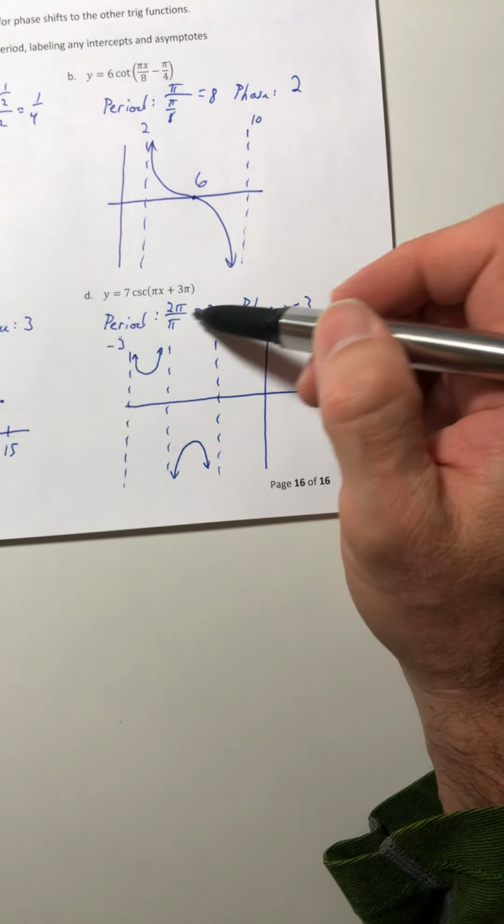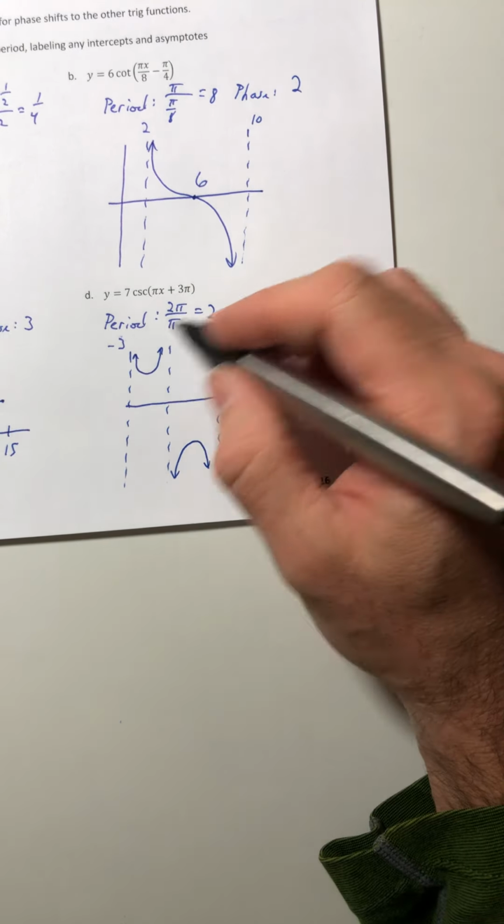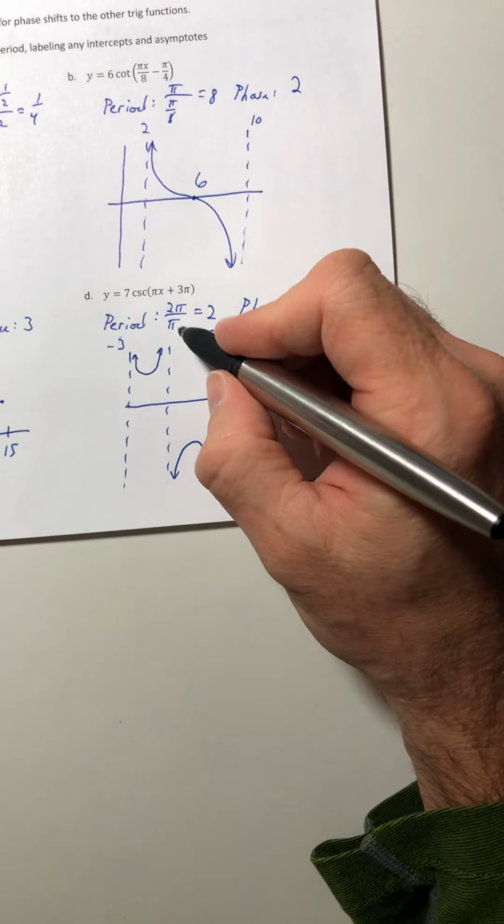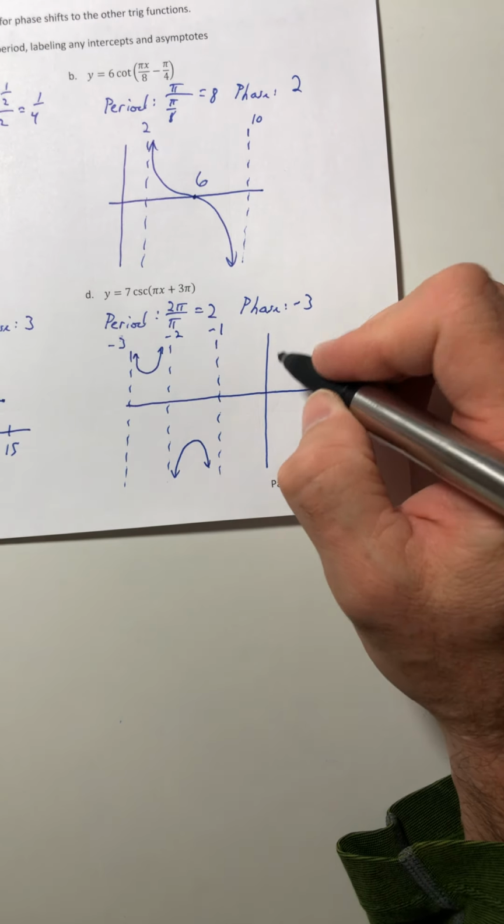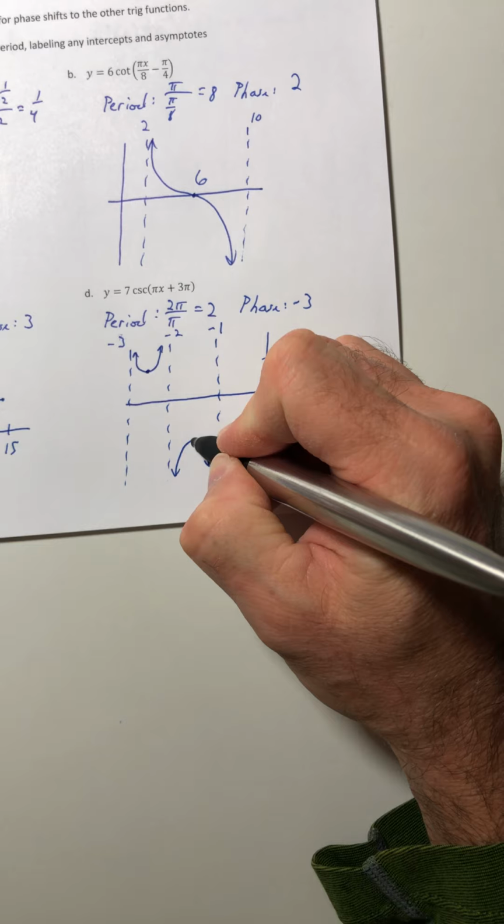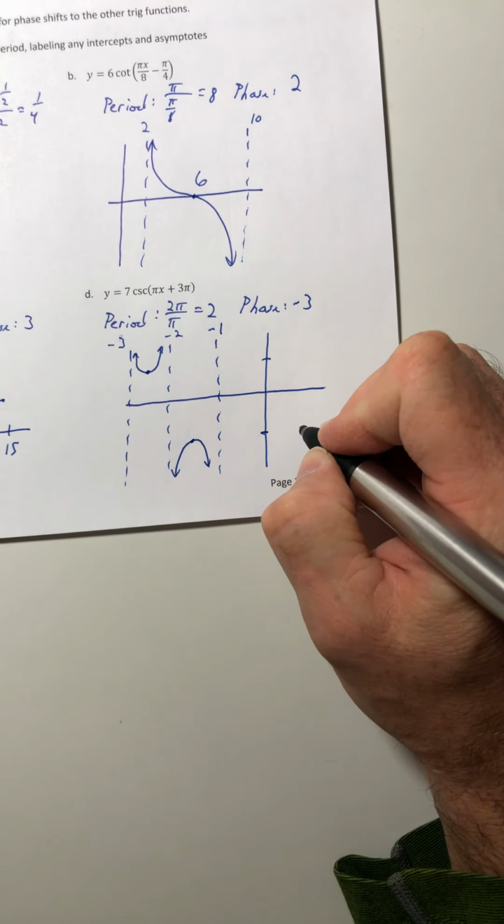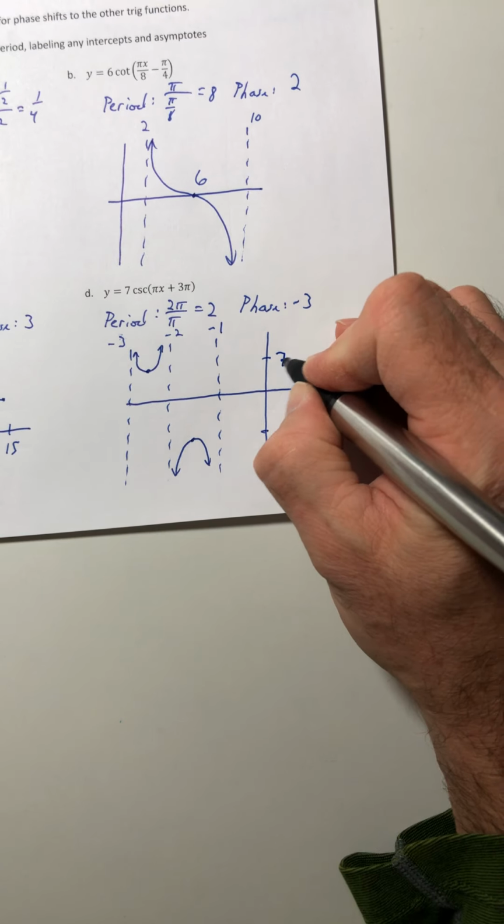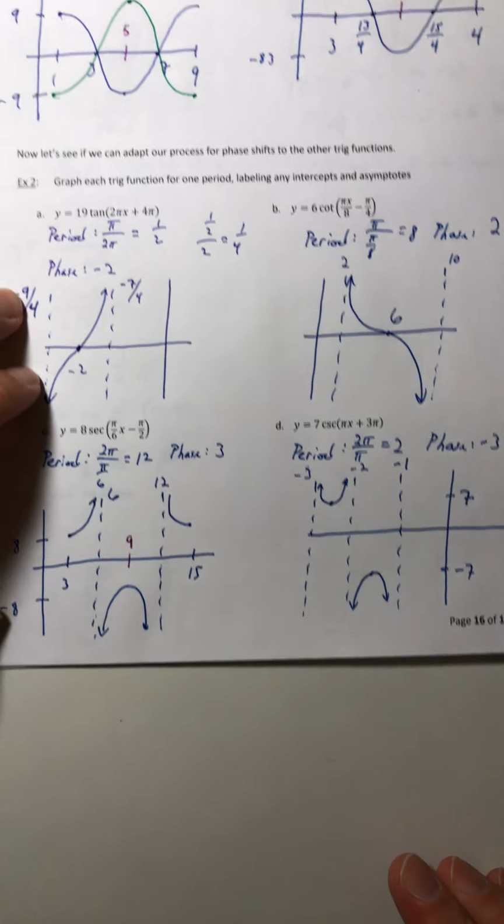So -3 plus 2, that period, gives you -1. And what's in between -3 and -1? That would be -2. And then we're staying out of the region between -7 and 7. Okay.